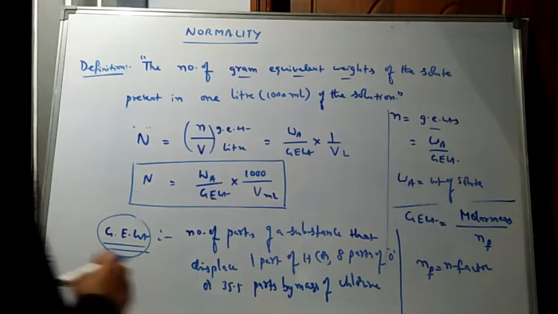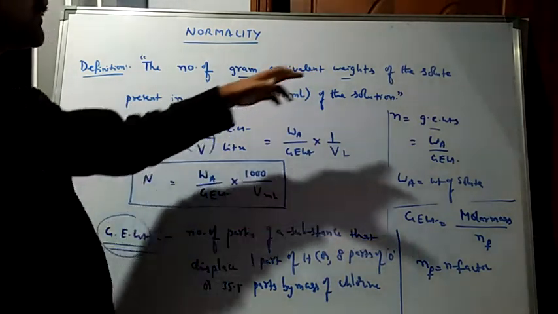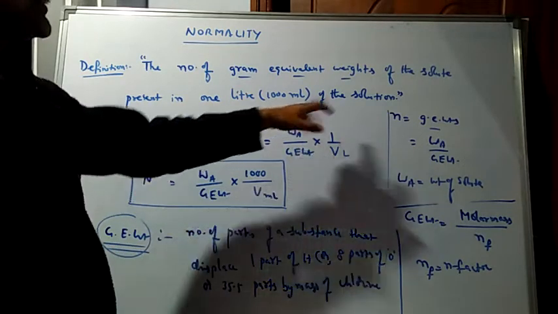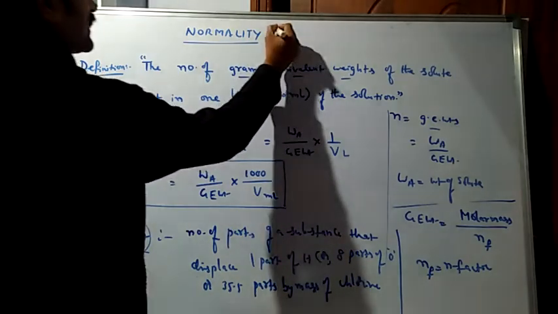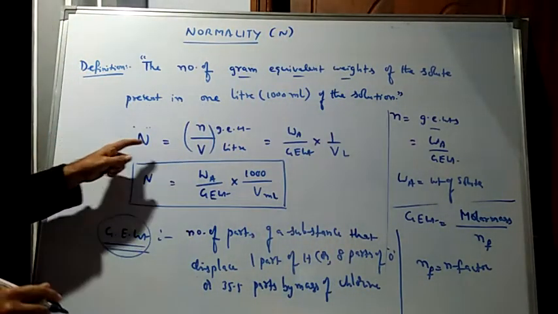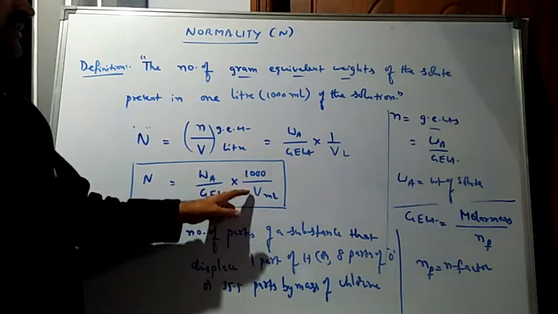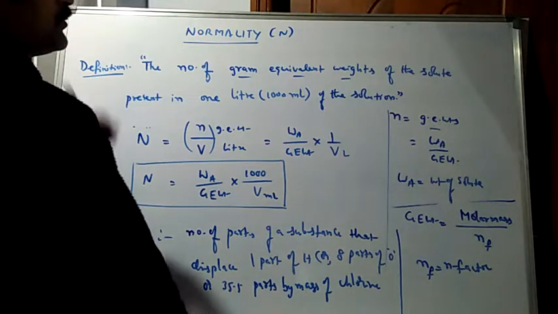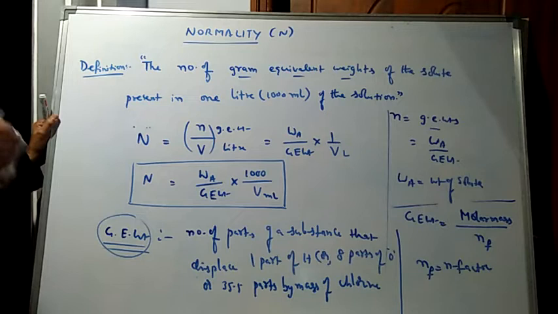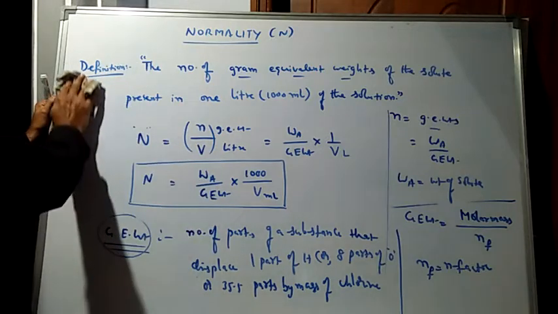So, normality is the number of gram equivalent weights of a solute present in 1 liter of solution. The symbol for normality is capital N. The formula you can write is weight of the solute by gram equivalent weight into 1000 by V in ml. We will move ahead in this concept by discussing the details of gram equivalent weights of some of the substances before doing the calculation.